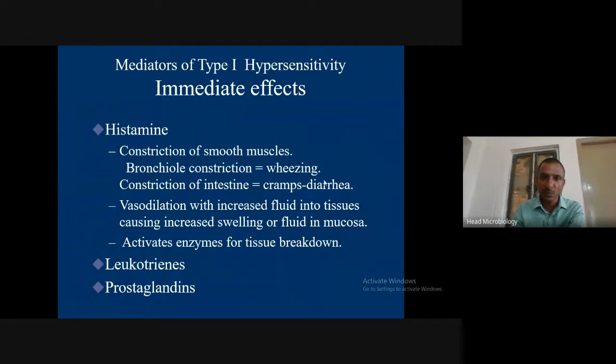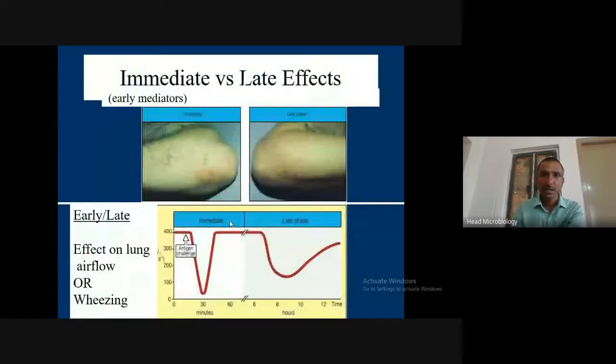Histamine causes constriction of smooth muscle, bronchial constriction, wheezing, and Crohn's diarrhea, and vasodilation with increased fluid into the tissues, causing increased swelling or fluid in the mucosa. It activates enzymes for tissue breakdown. Leukotrienes and prostaglandins are mediators of the late effect.